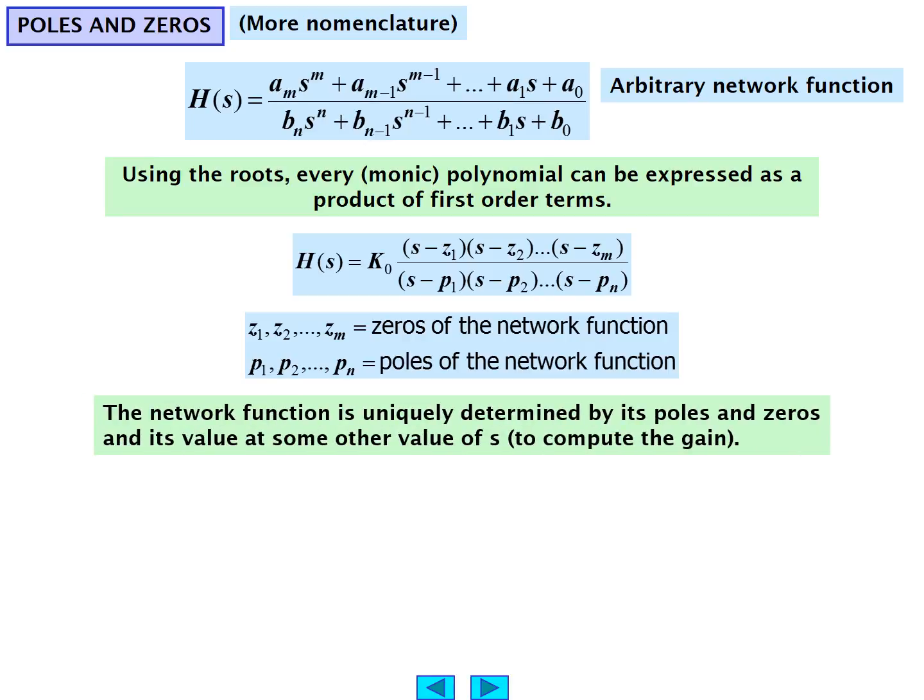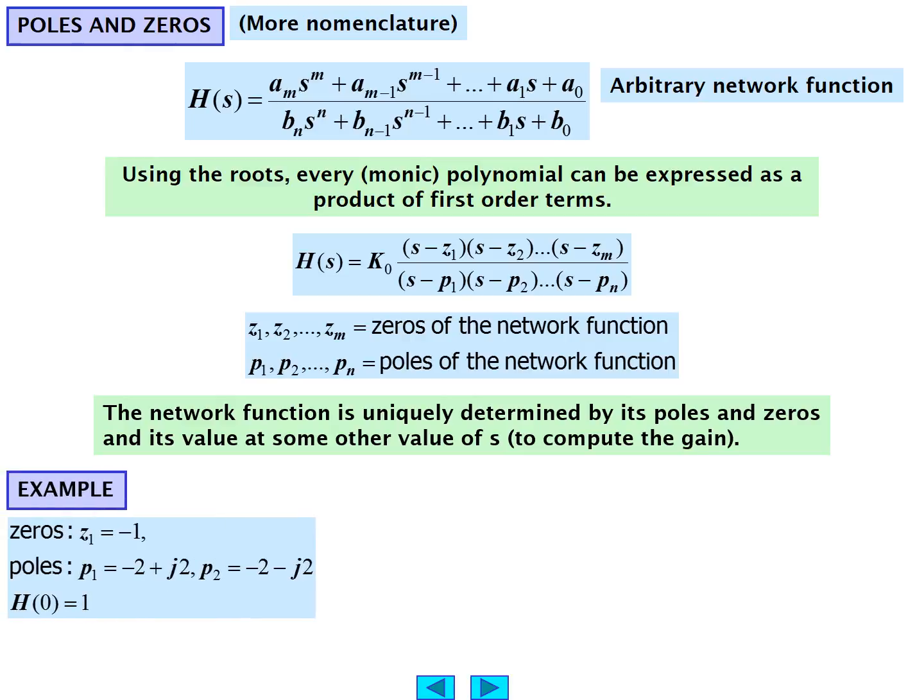The network function then is uniquely determined by its poles and zeros and its values at some other values of s, which can then be used to compute the gain. At a value of s at a zero, the answer is 0, and at a value of s equal to the pole, the answer is infinity. So obviously we would want to calculate it at other locations where that does not occur to come up with other values. So let's take an example here.